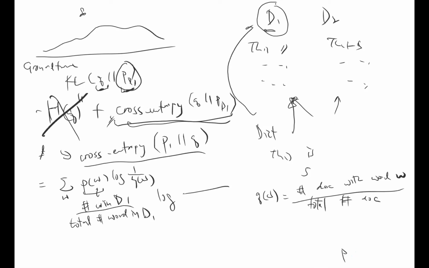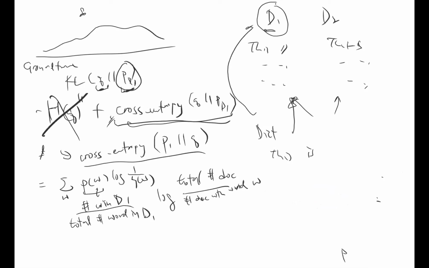In the data set you have many documents, so you just count like that, and you can use it to estimate Q(W). So the inverse of Q(W) will be the total number of documents over the number of documents with word W, something like that. And that is basically what I wanted to say.